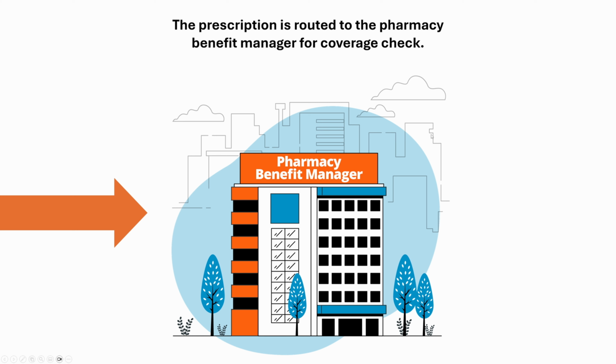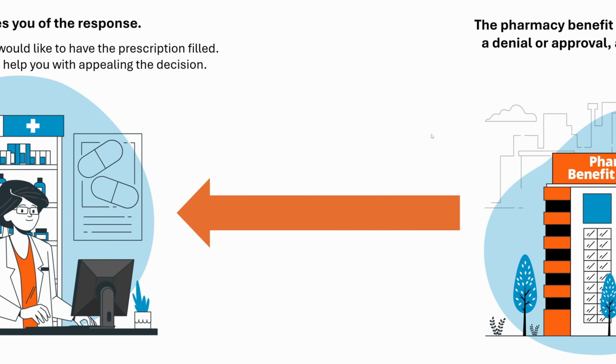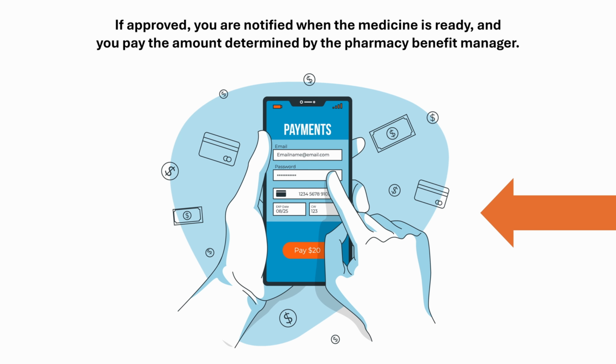The PBM reviews the request and informs your pharmacy if the medication is approved or denied. If approved, the PBM will also provide the pharmacy with your cost information. If you agree to the cost, the pharmacist fills your prescription and notifies you when it's ready for pickup.